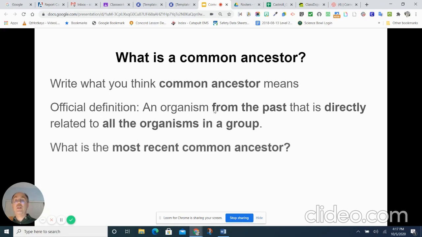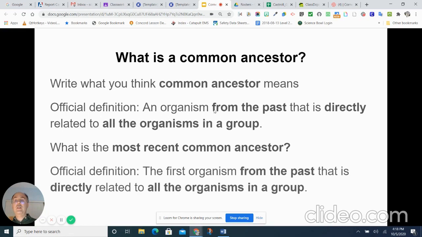So now what is the most recent common ancestor? Write your guess. The official definition is the first organism from the past that is directly related to all the organisms in a group. Again, take your time and write in the answer.